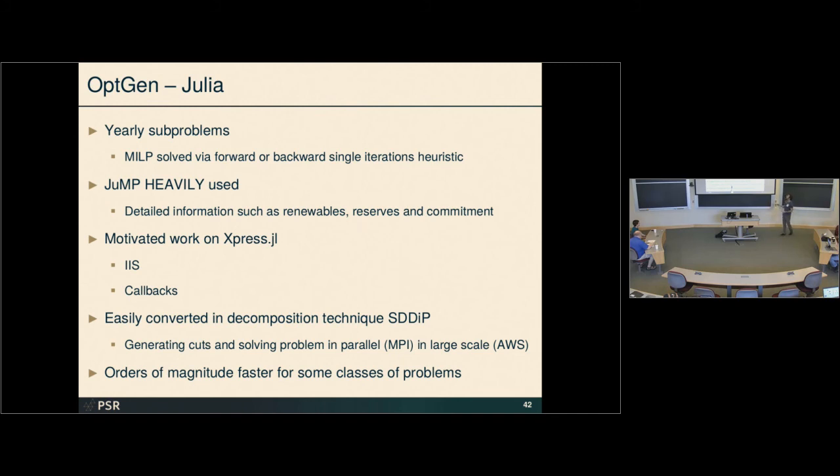The new model has yearly sub-problems instead of one big decomposition problem, which is how the old one worked. And JuMP is heavily used to model a lot of details that come into the problem. This problem also motivated us to work on other things, like callbacks in Xpress, which I hadn't done before, so I'm starting to work on that right now.